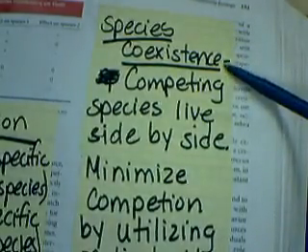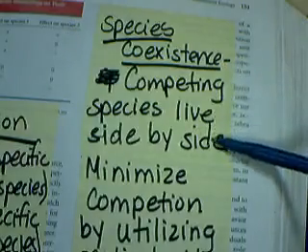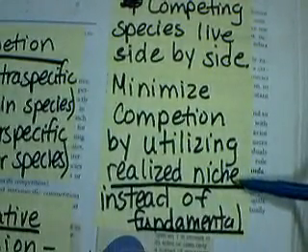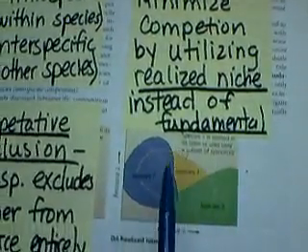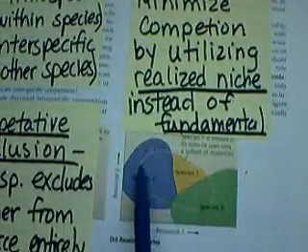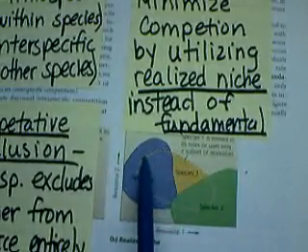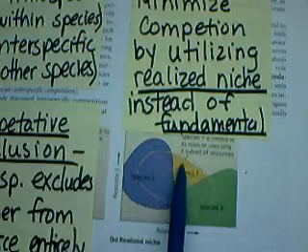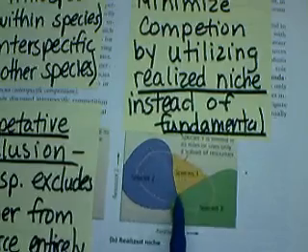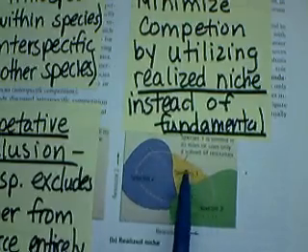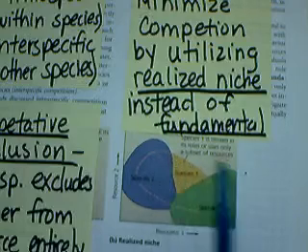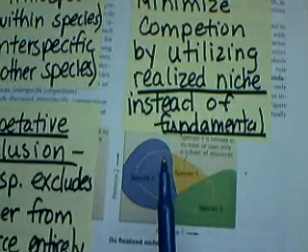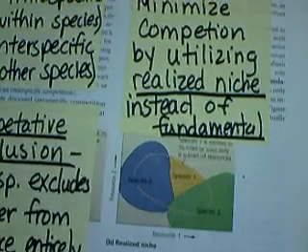Competitive exclusion is when you have one species that is so much better adapted, maybe they're bigger numbers, maybe they're stronger, it completely excludes another from the resource entirely. Sometimes species don't want to compete directly because it takes a lot of energy and time to compete directly. So they practice something called species coexistence, where they live side by side, and it minimizes competition by using something called a realized niche instead of fundamental.